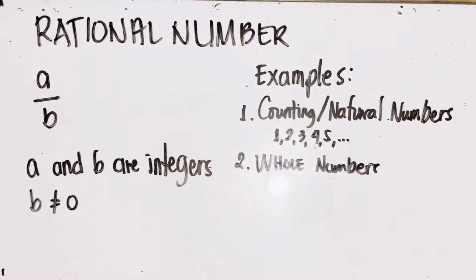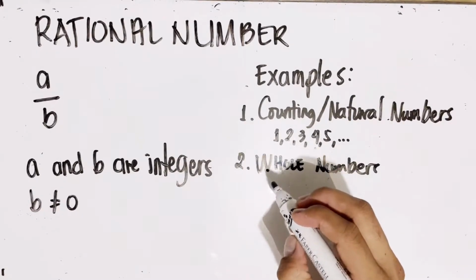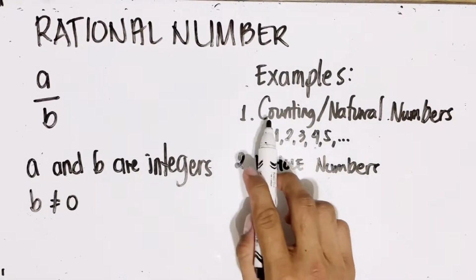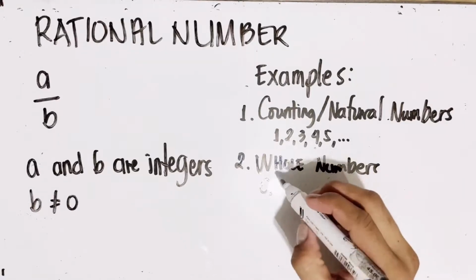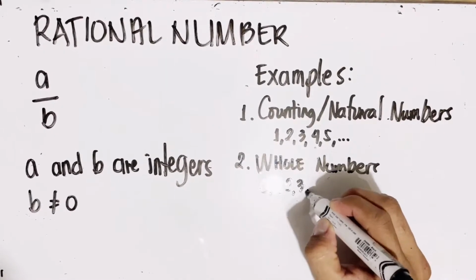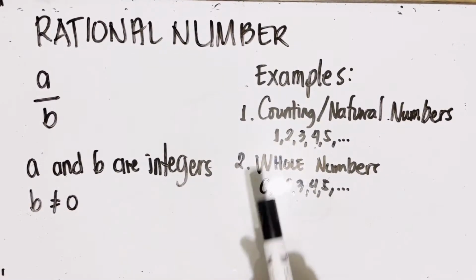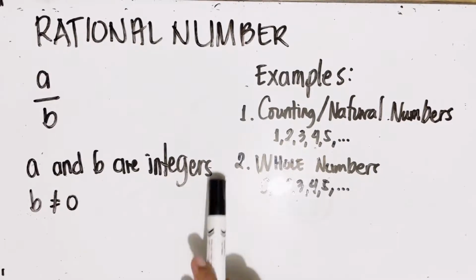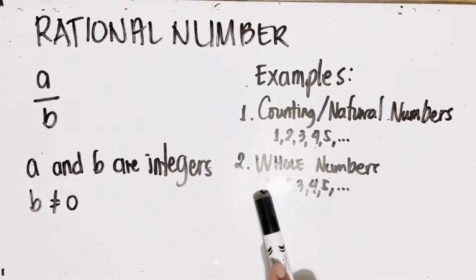Now, the next example of rational numbers is whole numbers. So what are whole numbers? These are counting numbers that start with 0. So 0 is the first whole number, followed by 1, 2, 3, 4, 5, and so on and so forth. The difference between counting numbers and whole numbers is just 0. For the counting numbers, there's no 0, while whole numbers start with 0.